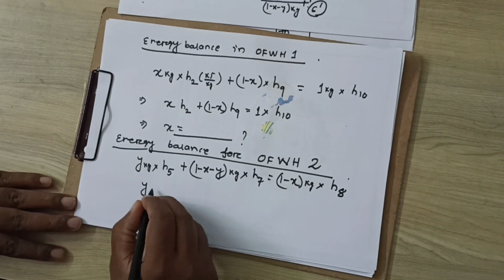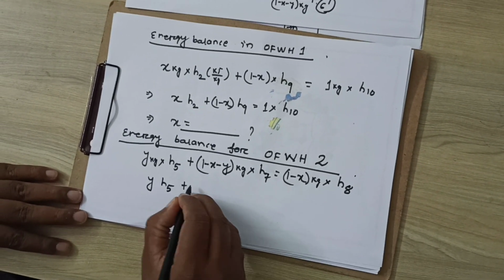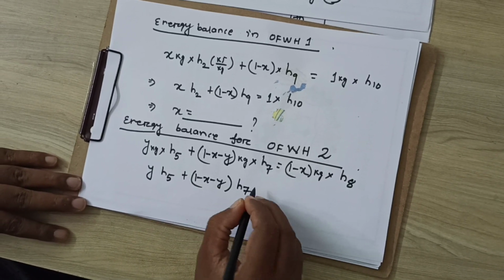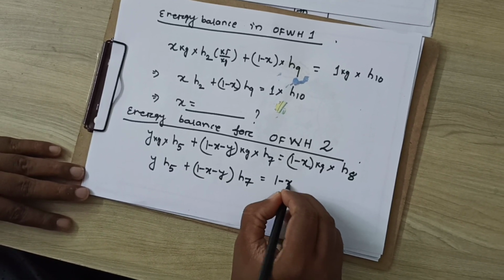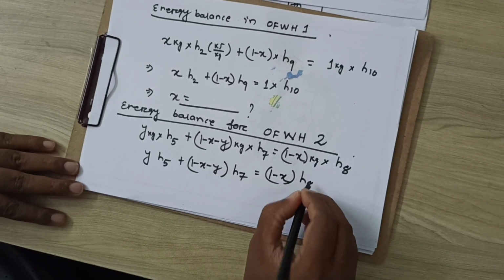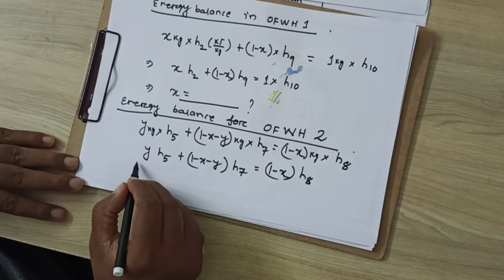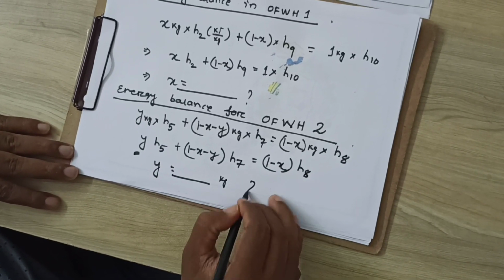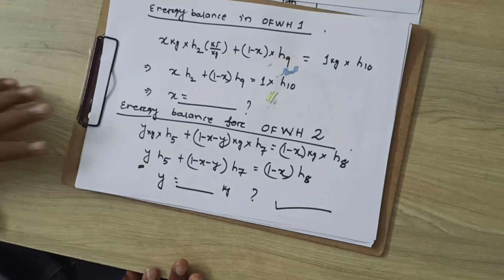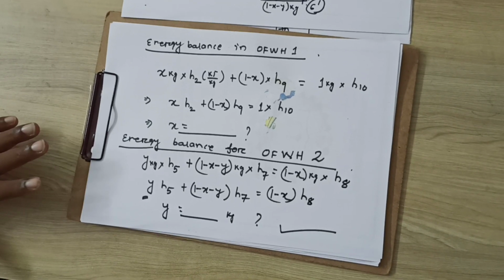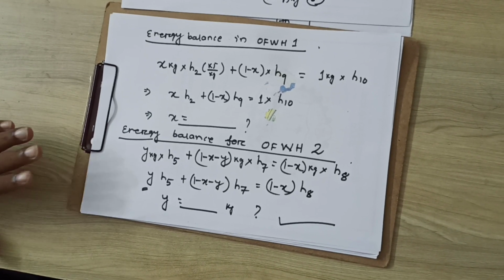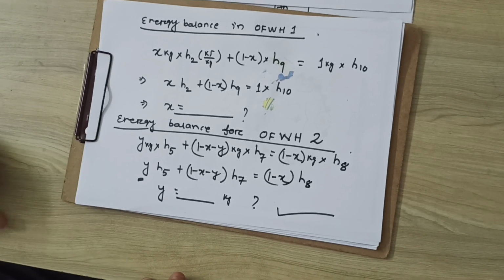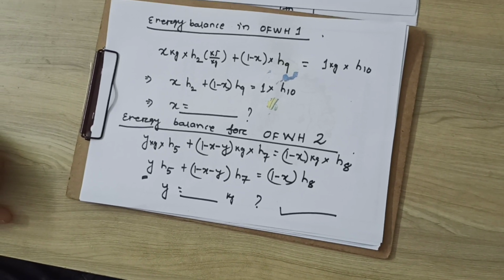Or this will look like y into H5 plus (1 minus x minus y) into H7 is equal to (1 minus x) into H8. I have already calculated x, the only unknown is y. So from here you calculate y kg. Okay, after this it is complete. Now you understood, and this is called the practical cycle for the power plants, the reheat and regenerative Rankine cycle.